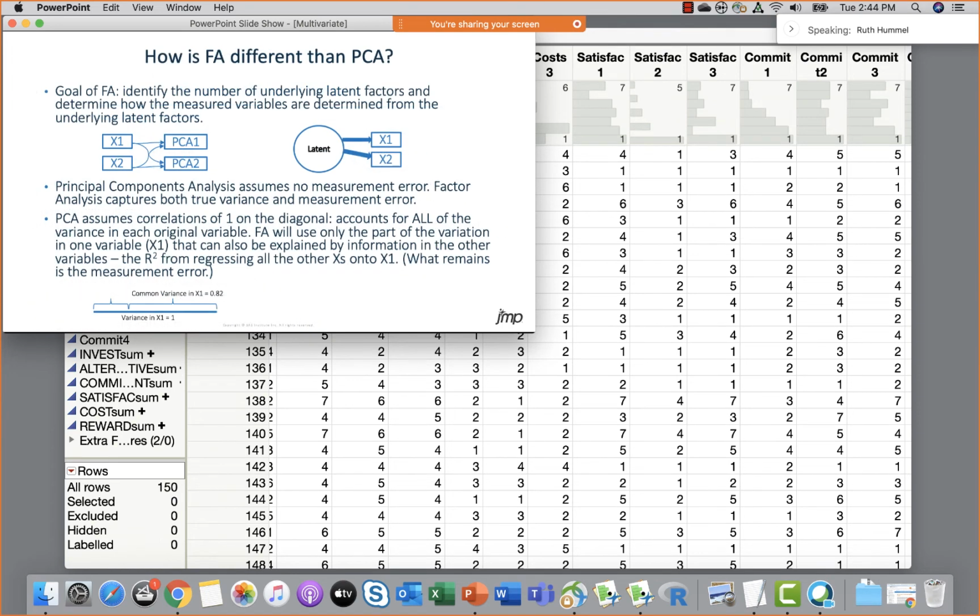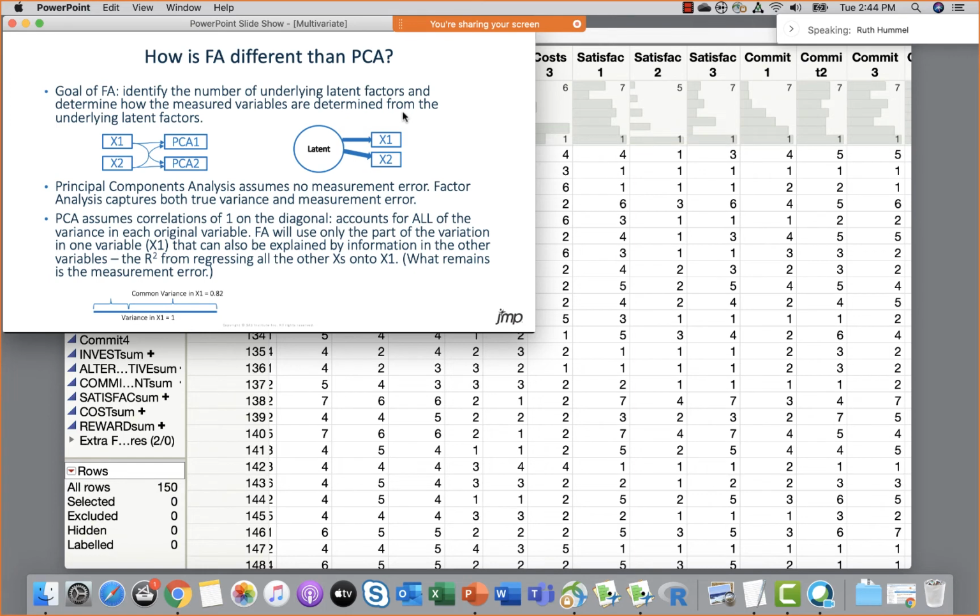So before we do that, how is the factor analysis different than the principal components analysis? For factor analysis, you're thinking about these latent constructs and you're figuring out how many of them there might be, and you're believing that they are influencing your measured variables. For principal components, you're just looking at the correlations between your original variables and your outcome components.